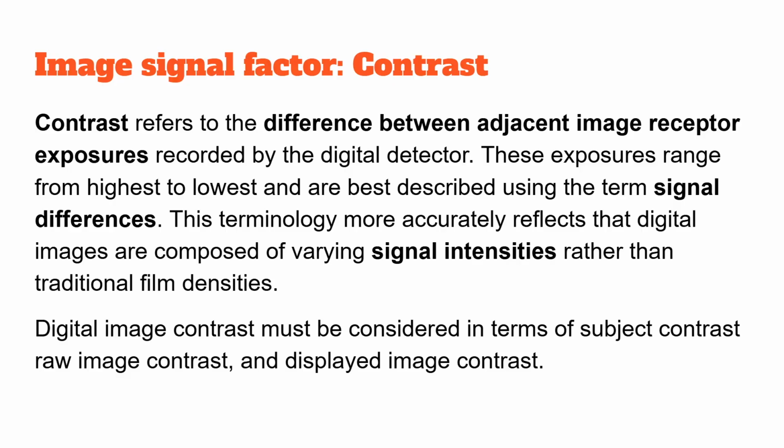So remember way back a little bit ago where all these other things we were talking about, the IR exposure or your signal value, now we've made it finally to the next one. This terminology more accurately reflects that digital images are composed of varying signal intensities rather than traditional film densities. Digital image contrast must be considered in terms of subject contrast, raw image contrast, and displayed image contrast.